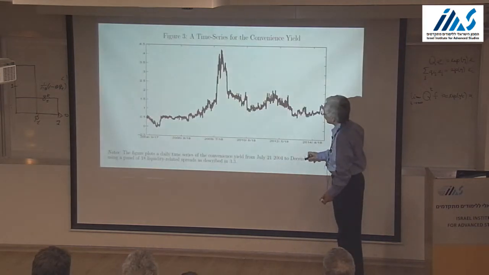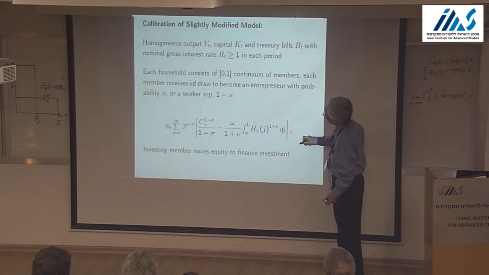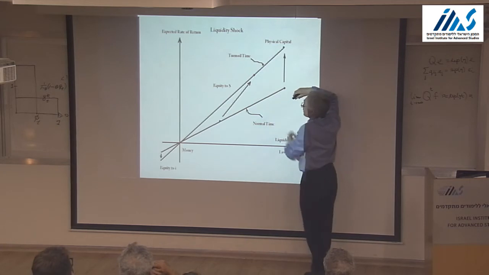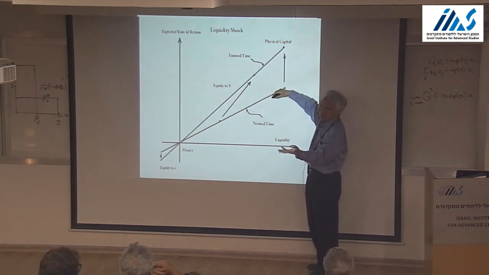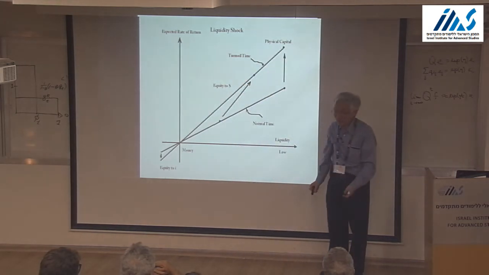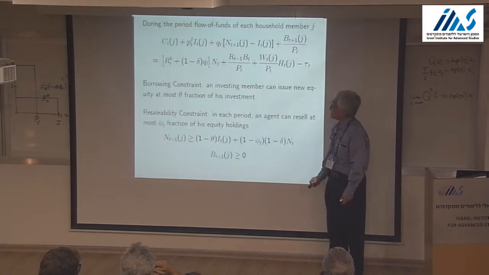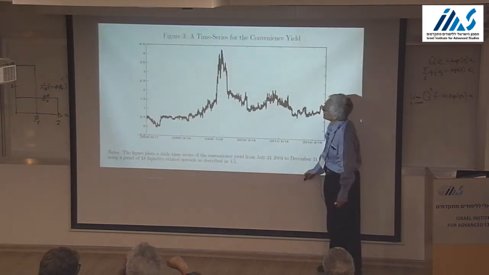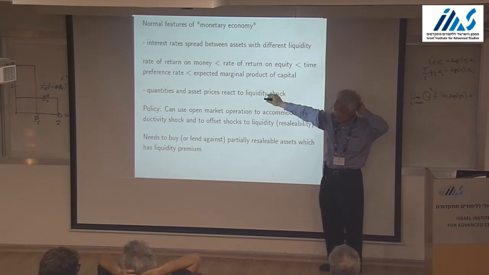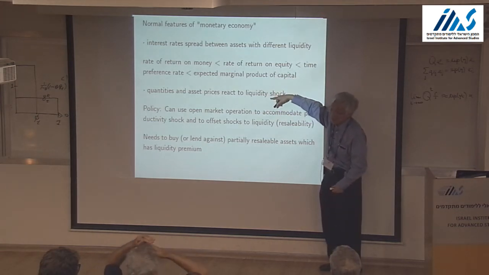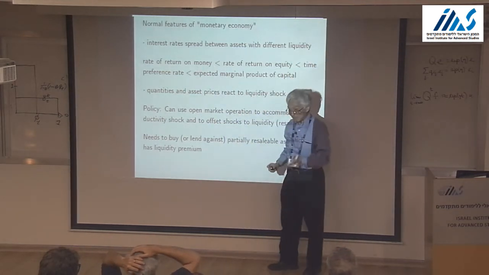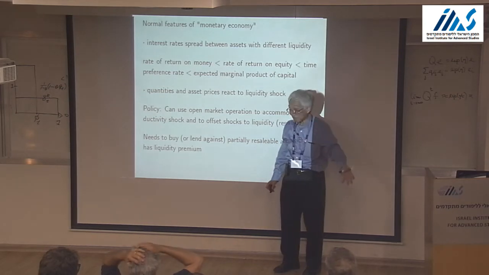You might say during normal times, the spread is relatively small, so you might approximate the rate of return on assets as an interest rate or real interest rate. During the crisis, it shoots up. So you cannot approximate with one interest rate in the model. In this sense, the normal feature of the economy is that asset returns are very different, just because of liquidity differences. And you might say equity return should dominate the treasury securities return or money's return.